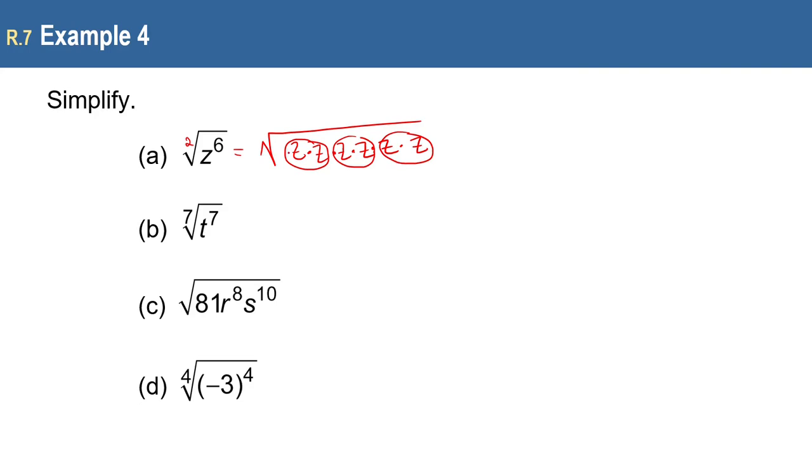When we take the square root of this part, the square root of z times z is actually z. The square root of z times z is z again, and z times z, if I take the square root, is z. This is equivalent to z cubed. What this is saying is if we look at the groups of 2 for z to the 6, we would have 3 groups of 2. And that's where I get this exponent from.